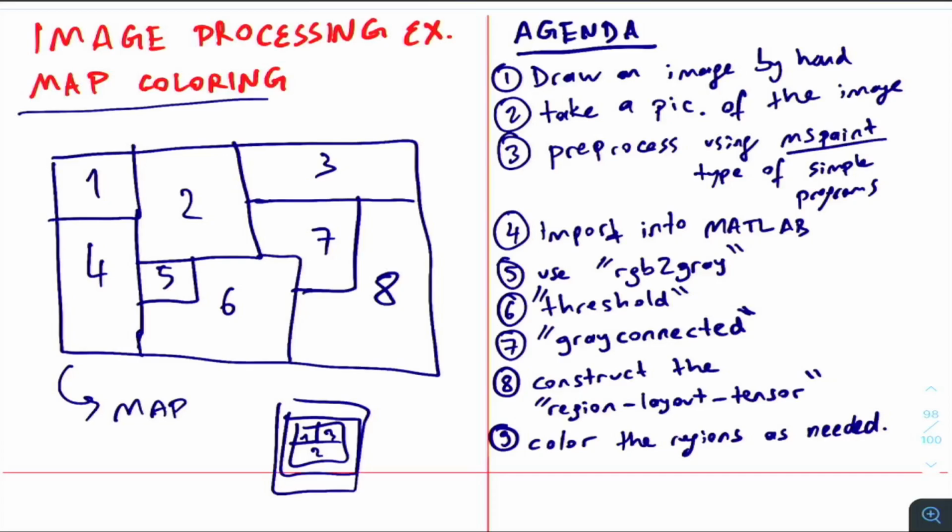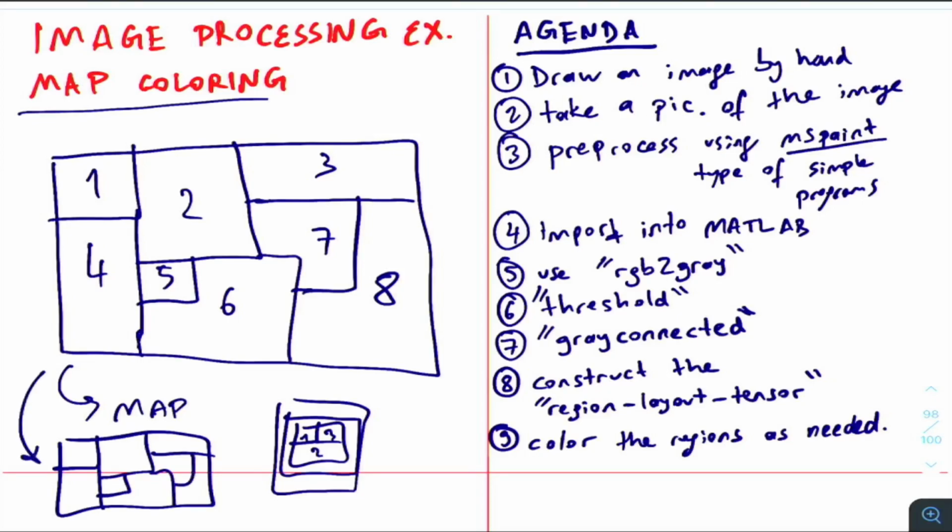Little processes. For example, you may probably want to delete these numbers. You may only want to have 1 2 3 4 5 6 7 8. You may do some pre-processing in MS Paint or something, and you may want to get that version of that image. Okay, this is the basic idea, right?